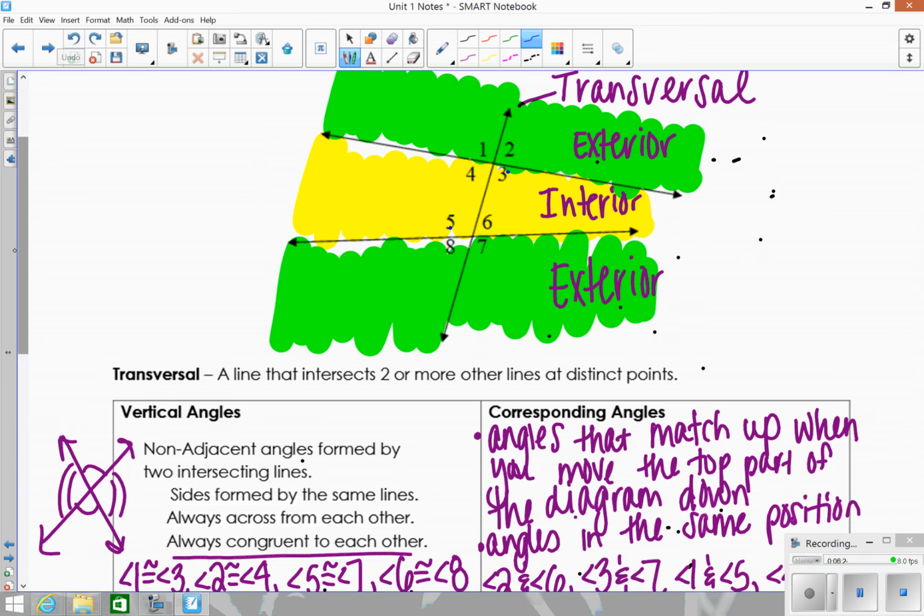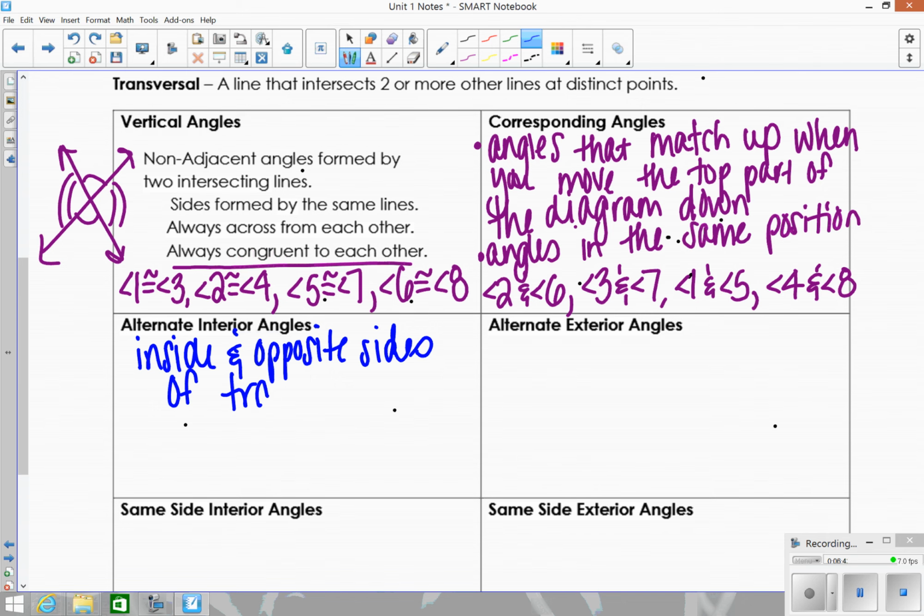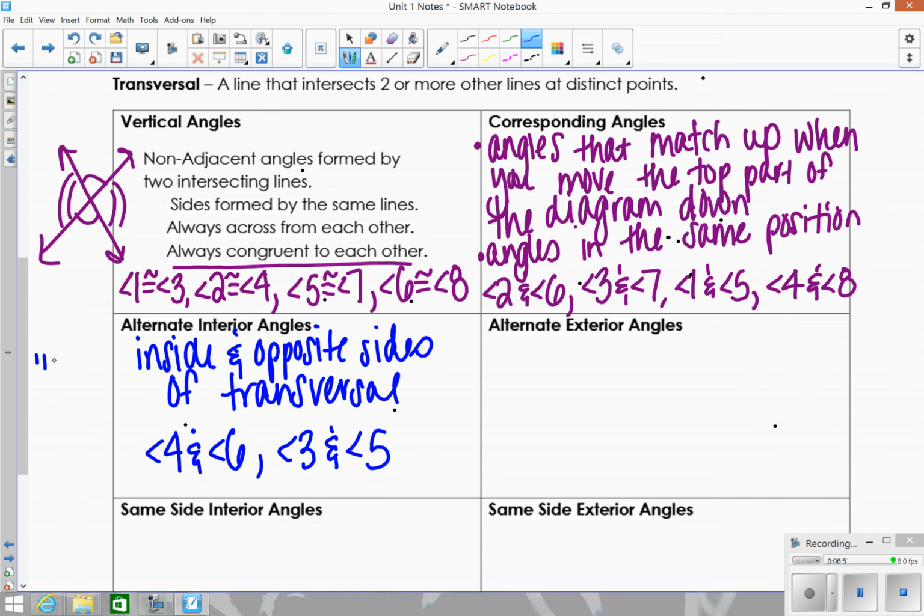So let's go ahead and write our definition for that. Alternate interior, so they're going to be inside and opposite sides of the transversal. And our examples were 4 and 6 and 3 and 5. And I'm also going to just write like the Z shape for these.